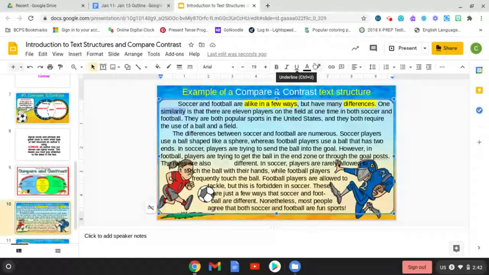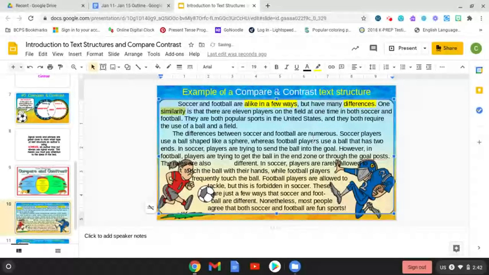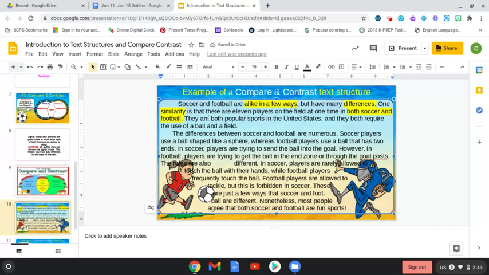is that there are 11 players on the field at one time in both soccer and football. So you see how they say both soccer and football? That's another way that you can see that they're trying to show you how those things are alike. They are both popular sports in the United States, and they both require the use of a ball and field. So as you can see up here, they were telling us the ways that soccer and football are the same.